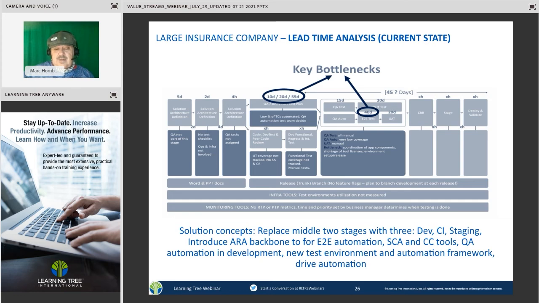Introducing some automation in scanning tools and code coverage tools to give them assurance about their quality. They weren't using those things. They were using some manual methods. And QA automation being employed in development. A new test environment automation framework using value stream management actually to help drive automation. So those are the ideas.